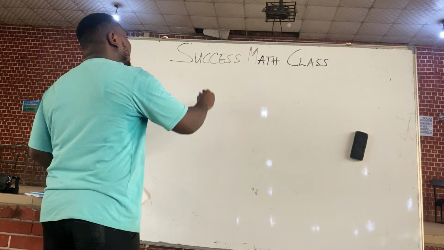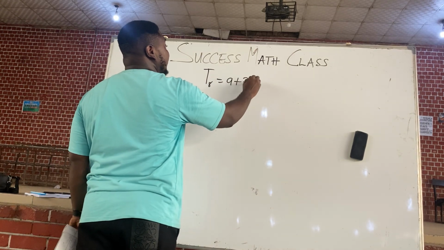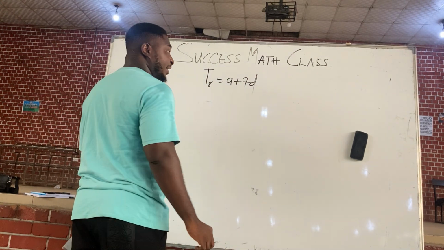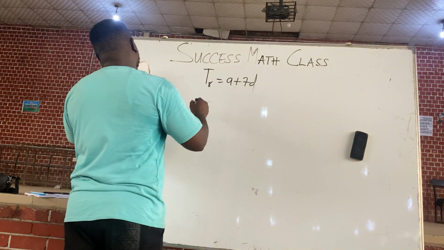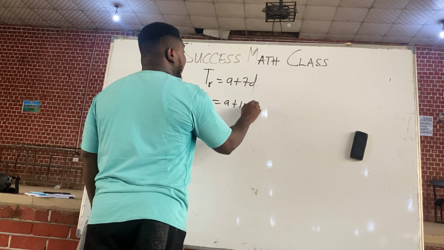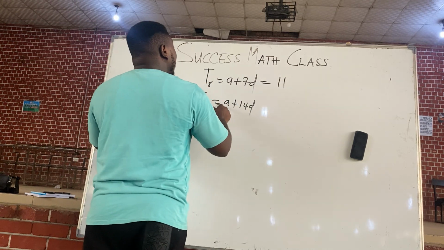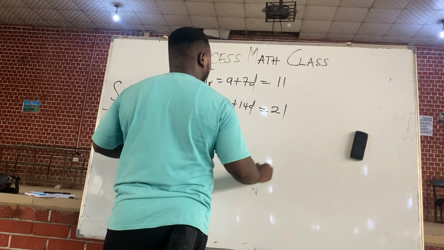Eighth term means that T8 is A plus (n minus 1)D, which is A plus 7D. Do you agree? And the 15th term, T15, will be what? A plus 14D. Do you agree? The 8th term of an AP is 11, so A plus 7D is 11. And the 15th term is 21, so A plus 14D is 21.